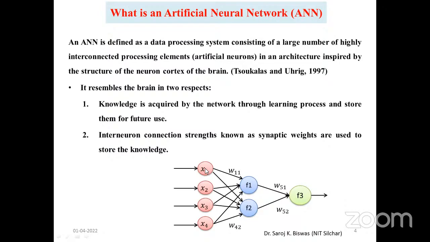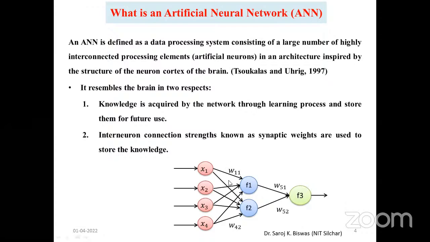You see that this is one neuron, this is another neuron, and these are other neurons. So there are a number of interconnections, and these interconnections are used to store the knowledge, right? These are called synaptic weights. Using these synaptic weights, we can store the knowledge which is acquired during the learning process, and this knowledge can be used for future use. So in future, if you want to solve some new problem, those problems can be solved using these weights.